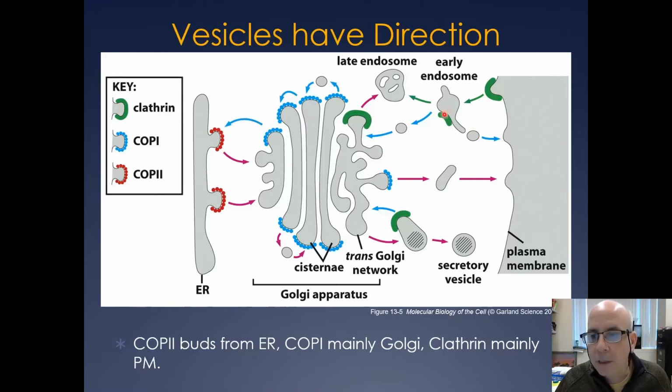And then clathrin-coated vesicles tend to bud off and pinch off the plasma membrane, as well as other places later in the secretory pathway. All right. And so this nice color coding actually matches the color coding that you saw in the earlier slide. Okay, COPIs mainly bud off the Golgi, COPIIs mainly bud off the ER, and clathrin mainly off the plasma membrane in late secretory compartments, as well as the trans-Golgi network.